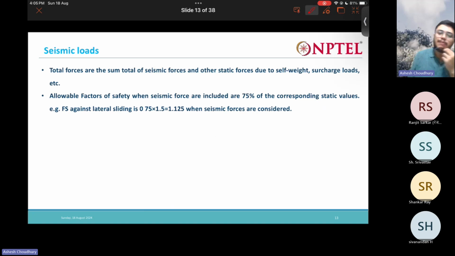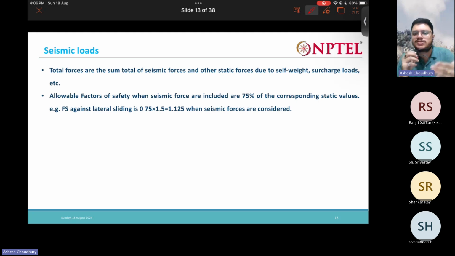Now, total forces are the sum of the seismic forces and other static forces due to self-weight plus surcharge, that we actually know. The allowable factor of safety when seismic forces are included is 75% of the corresponding static value. Before, when we considered just the static forces, we said the factor of safety against lateral sliding should be at least 1.5, right? But when you do the sliding check considering the seismic forces, we consider 75% of this, which is 1.125.